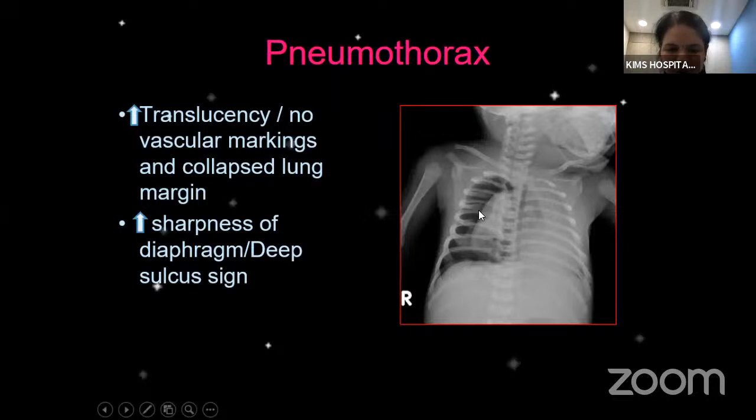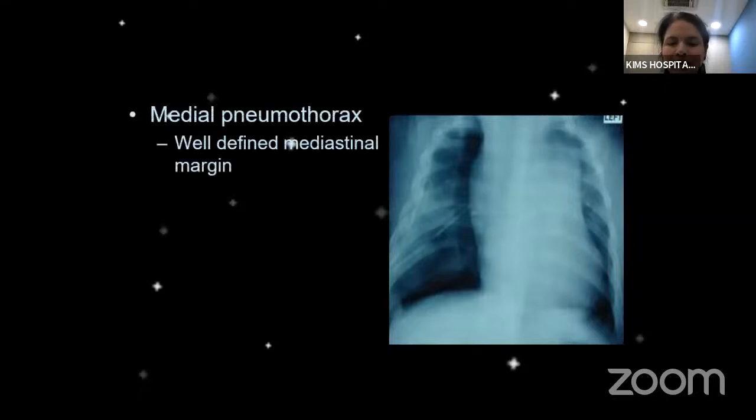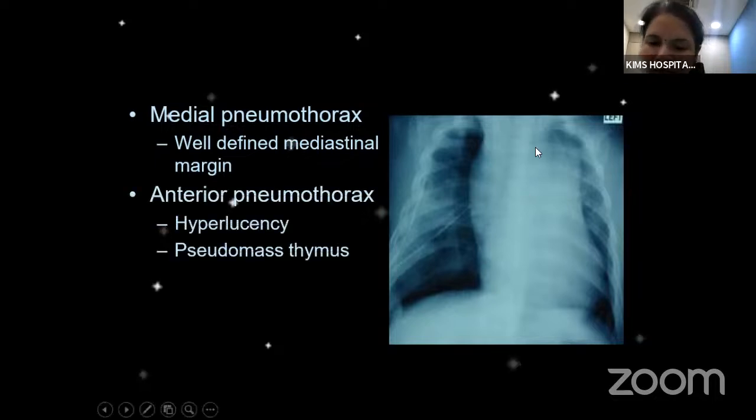We can also see the sharp margin of the collapsed right lung. We can also appreciate increased sharpness of the diaphragmatic sulcus here, which is called a deep sulcus sign, which is also characteristic of lateral pneumothorax. On the other hand, this baby in this X-ray shows a medial pneumothorax, which is identified by a well-defined mediastinal margin. Usually, we may not see the mediastinal margin this clearly.